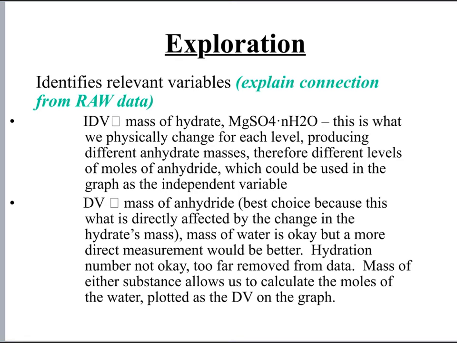So the independent variable for this lab, the thing that we actually changed on purpose, data-wise, would be the mass of the hydrate. That would be your 5 levels. That is not what was graphed, and ideally here you would actually explain that connection between what you actually changed and what you ended up graphing on your X and Y axis. So the dependent variable would ideally be then your constant mass, or the mass of the anhydride.